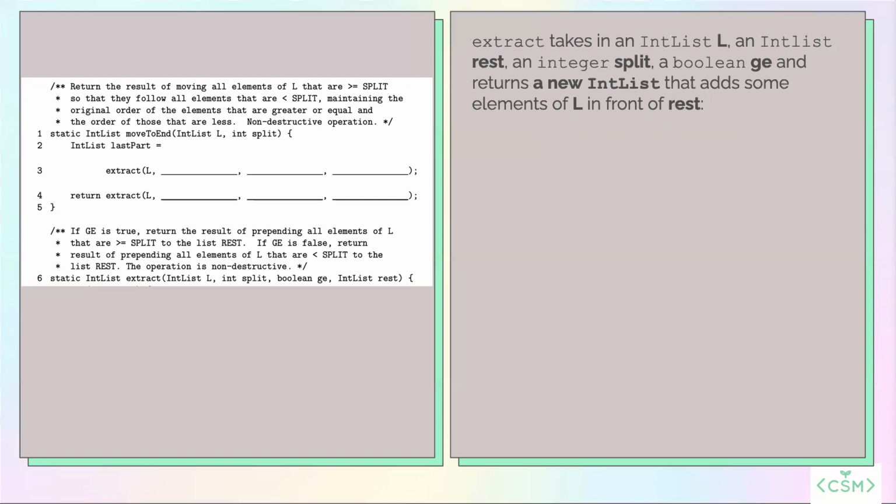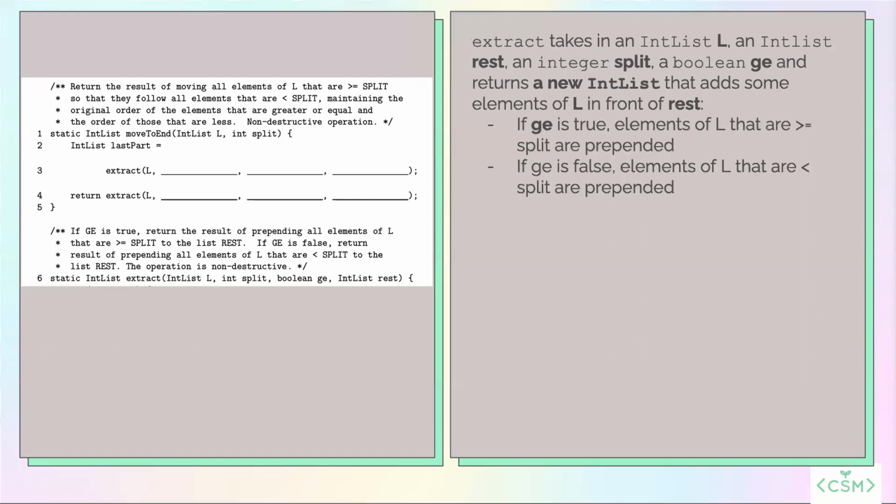Okay, meanwhile, extract takes in an int list L, an int list rest, an integer split, and a Boolean GE, and then it returns a new int list that adds some elements of L in front of rest, basically. If GE is true, elements of L that are greater or equal to split are prepended. If GE is false, elements of L that are less than split are prepended.